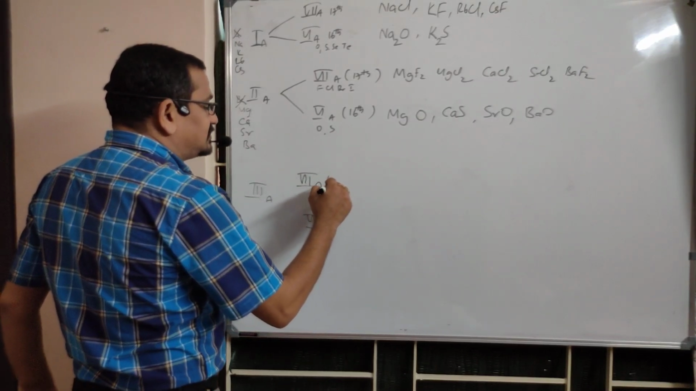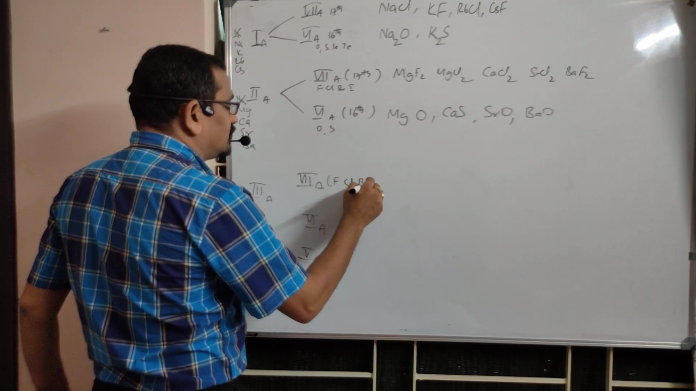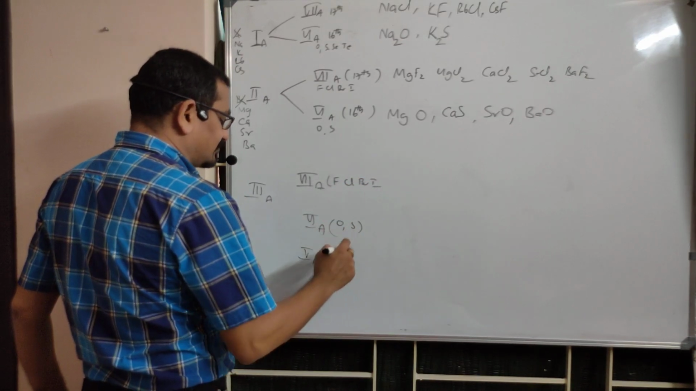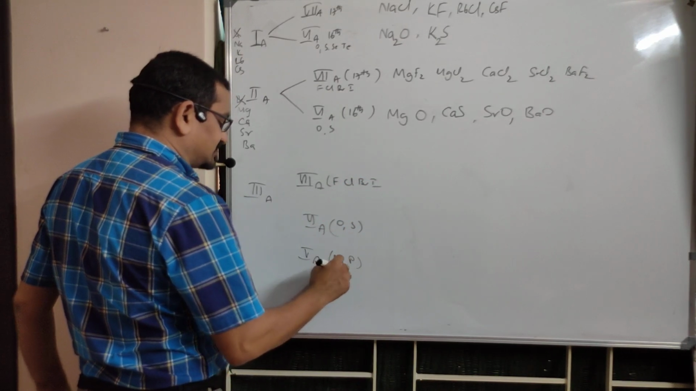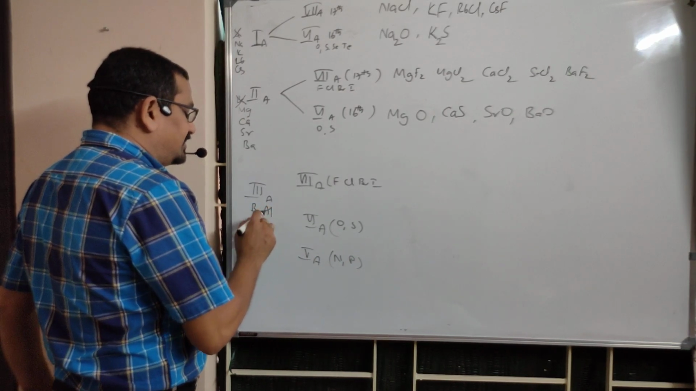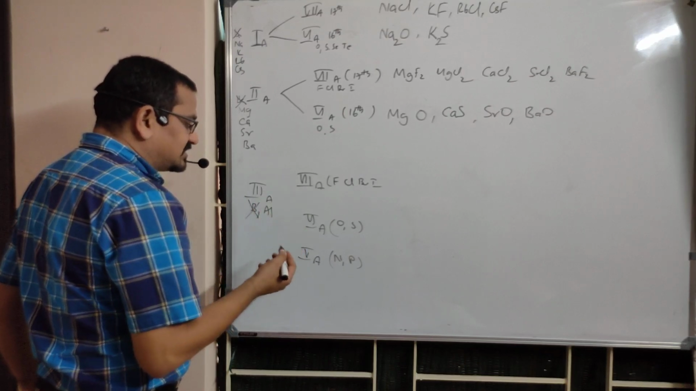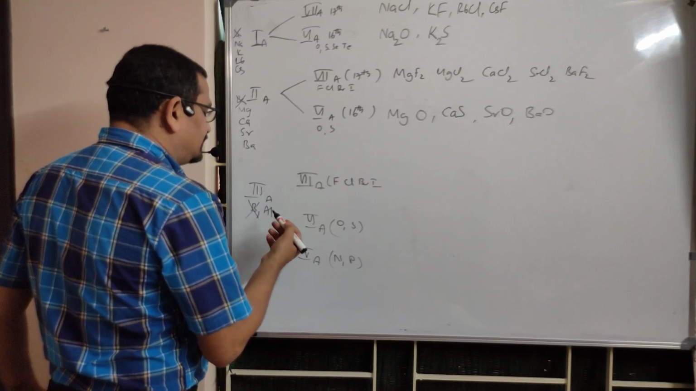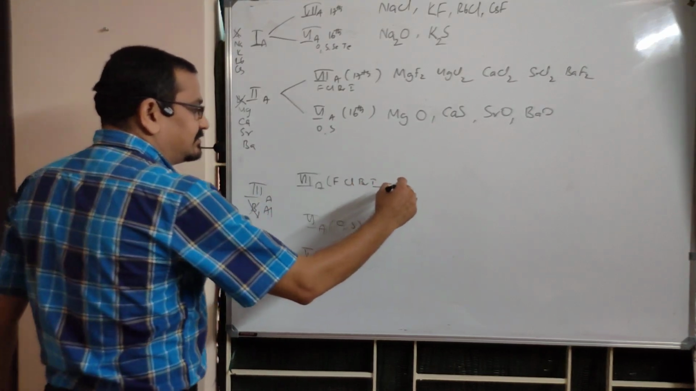Suppose 17th group elements are fluorine, chlorine, bromine, iodine. This is oxygen and sulfur, more pronounced. This is nitrogen and phosphorus. Suppose 3A group element means boron, aluminum. Boron compounds are more covalent in character. Aluminum, the best example is aluminum.